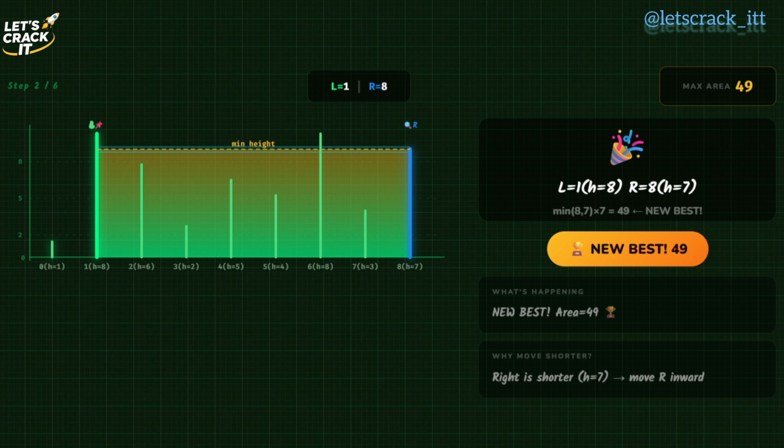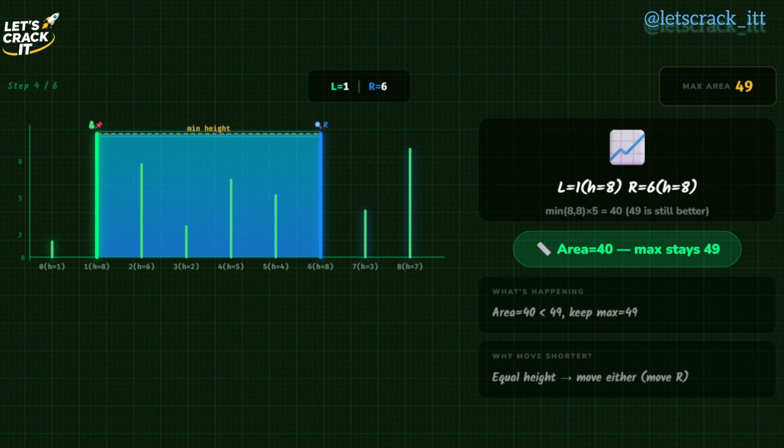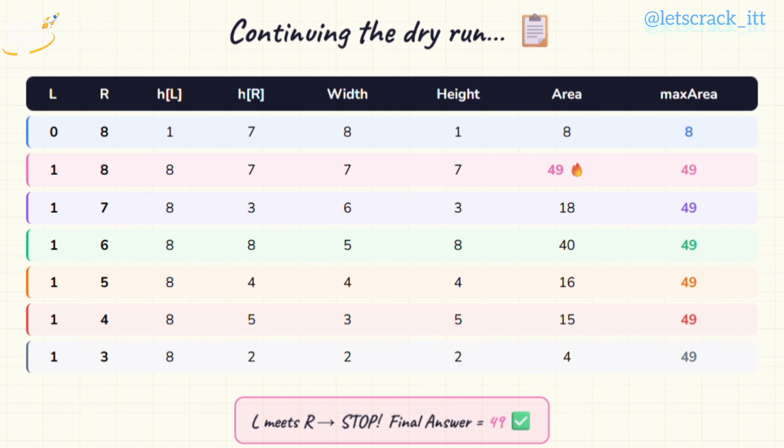Now, which pointer moves? Right is smaller. So, 7 is less than 8. Move the right backward. Right equal to 7, height equal to 3. Height equals the min of 8 comma 3 equal to 3. So width is equal to 7 minus 1 equal to 6, so area equal to 18. And we go on like this till left and right are about to meet. Once they meet, we stop. So final answer is 49.